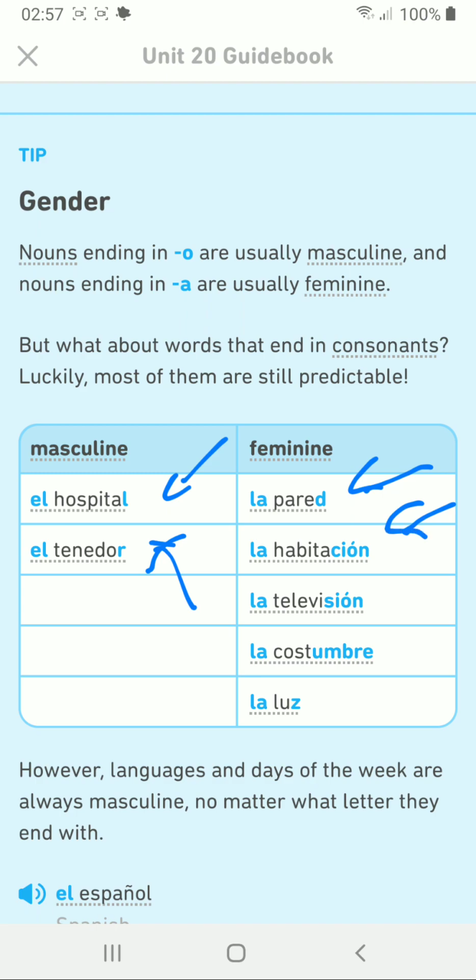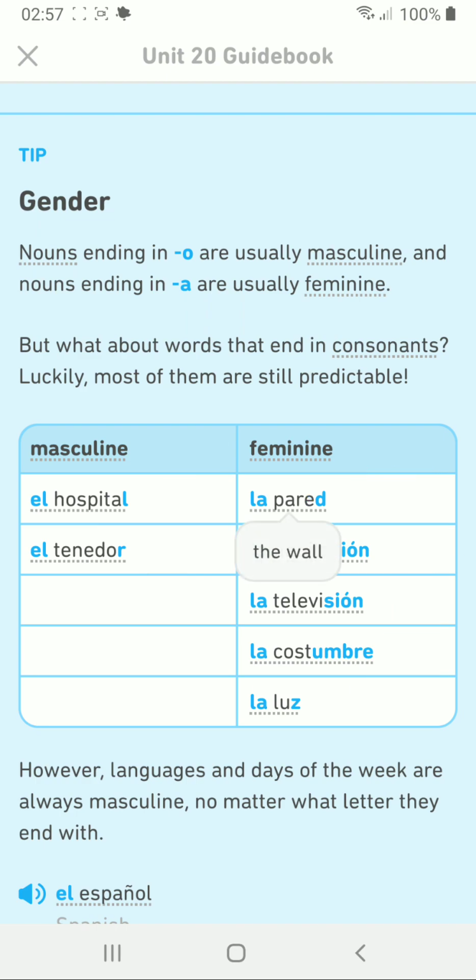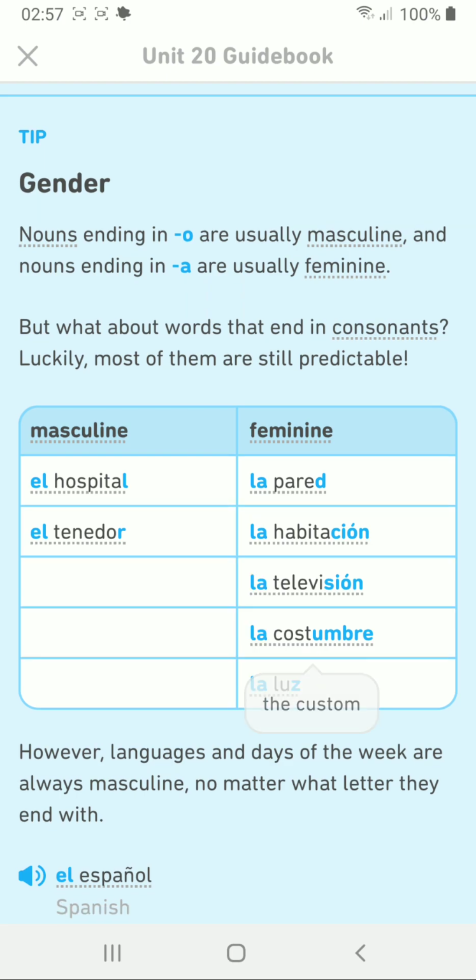And then we have pared, habitación, televisión, costumbre, luz. Luz is light, yeah. Habitación we know, bedroom. Television we know. Pared I don't think I know. Let's see. La pared. The wall. La pared. El tenedor. El hospital. La costumbre. The custom, yeah.